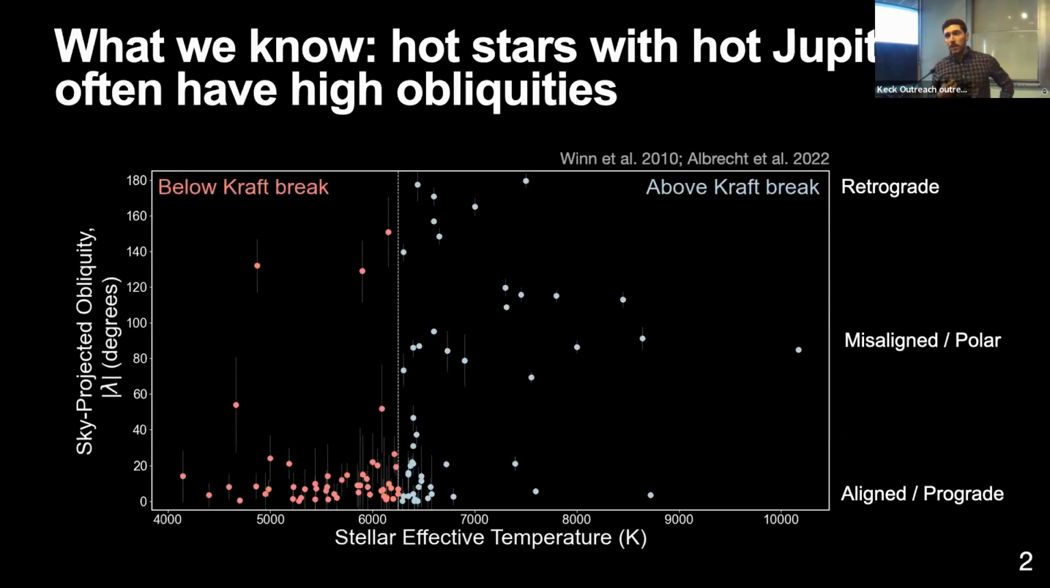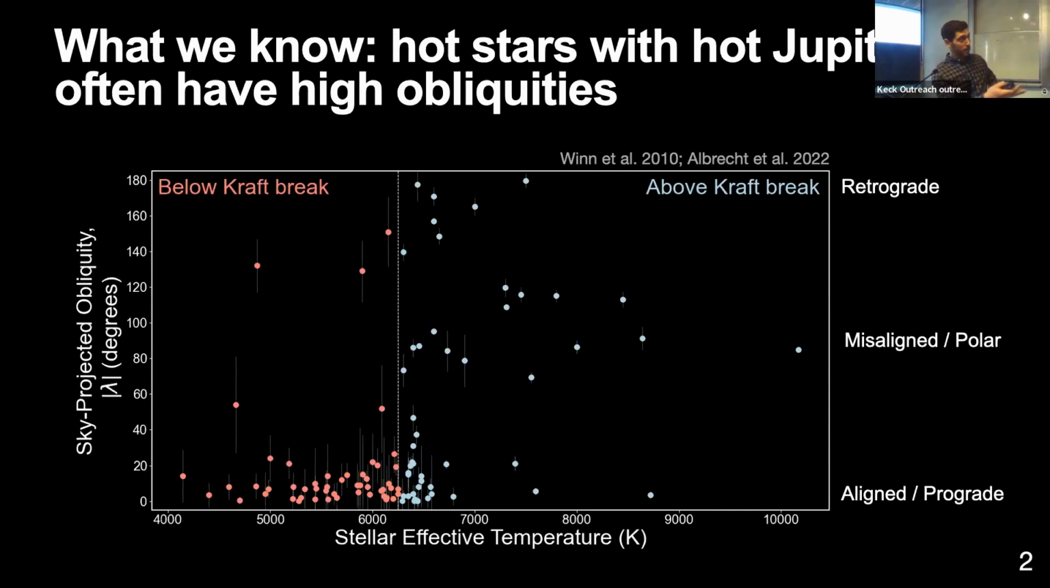These stellar obliquities are really informative because they give us a window into the origins of close-in planets and companions. To demonstrate that, I'm showing a scatter plot where on the y-axis we have the sky-projected stellar obliquity, and on the x-axis we have the stellar effective temperature. Again, on the bottom here we have the aligned and prograde orbits. In the middle, we have the polar orbits, and on the top, we have the retrograde orbits. Each point here is a hot Jupiter system for which we have measured the stellar obliquity.